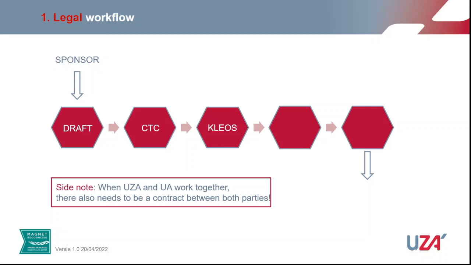After they have done their initial review, they will send their comments to the sponsor. This goes back and forth until a final version is reached. Once an agreement is reached, the legal department requests a clean version of the agreement from the sponsor and forwards it to the CTC. This completes the legal flow. Side note: when UZA and UA work together, there also needs to be a contract between both parties.